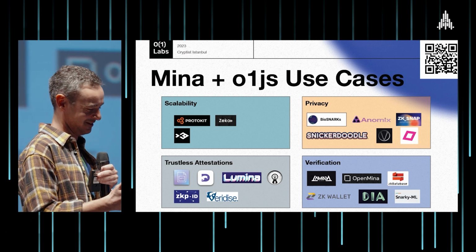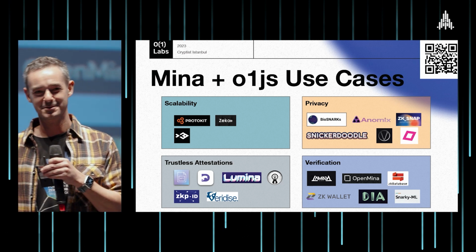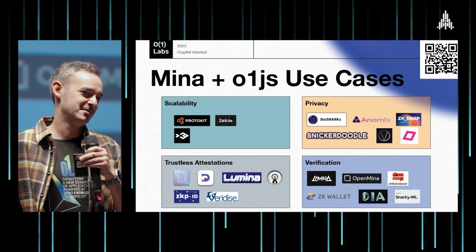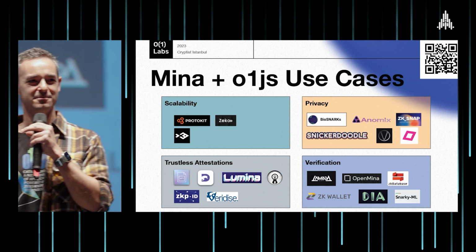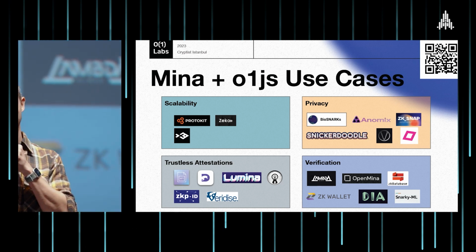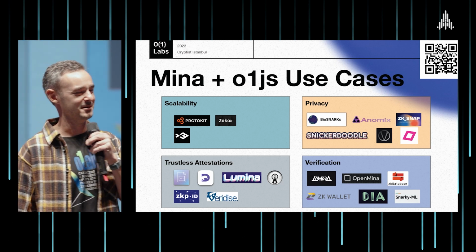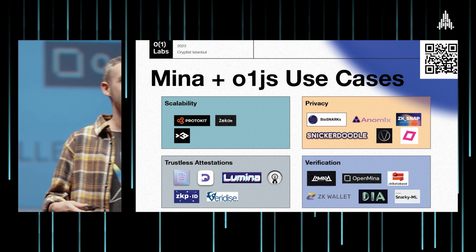And finally, I'm out of breath. Snarky ML is an ML framework that's built on top of O1.js to make constructing machine learning models using O1.js a whole lot easier in our day of AI. This is very important. There's a whole lot more, as I said, people are building, such as private auctions or private games such as poker.